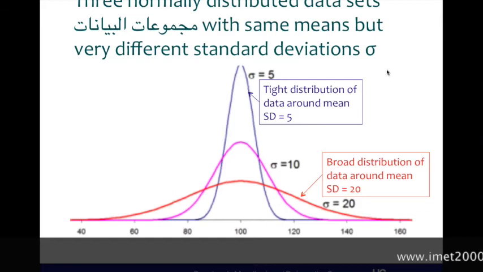Just to make sure that this notion is extremely important. Standard deviation, you'll see it in every paper, in every paper you read, and you need to understand standard deviation.